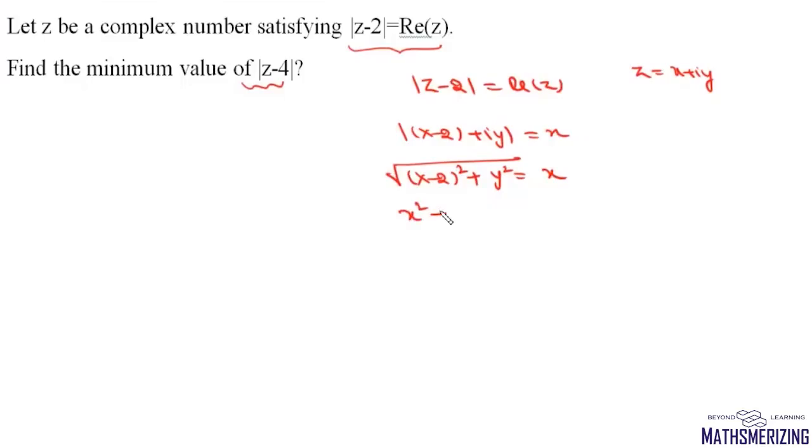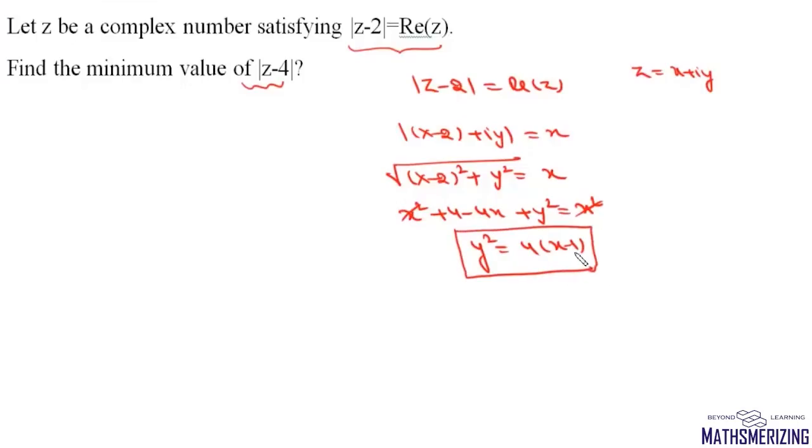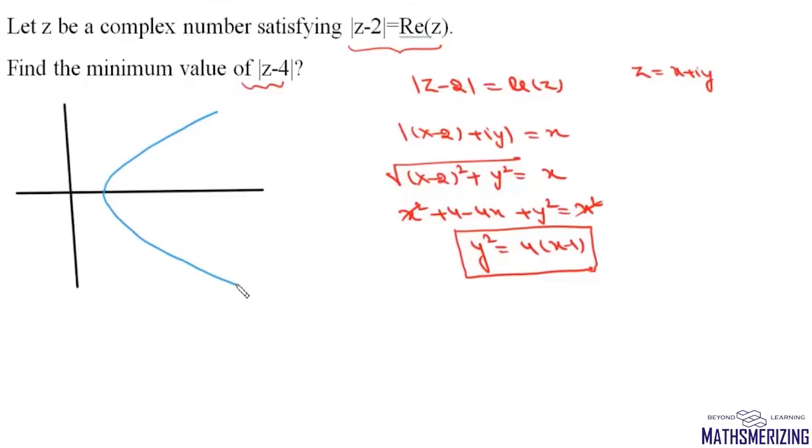So we can write x^2 + 4 - 4x + y^2 equals x^2. So we write this equation as y^2 equals 4(x - 1). So basically z lies on this parabola whose focus is at (1, 0). So we'll draw this parabola. It says we'll need to find the minimum value of |z - 4|.